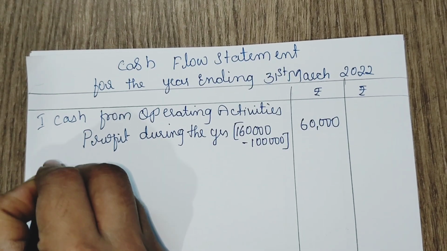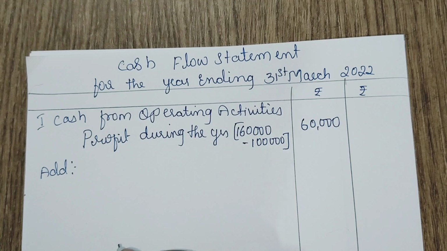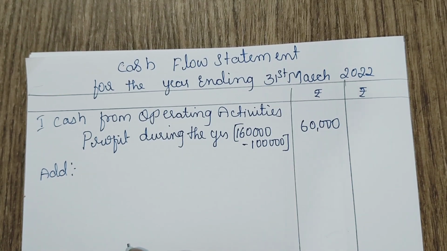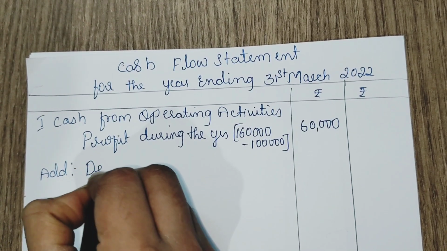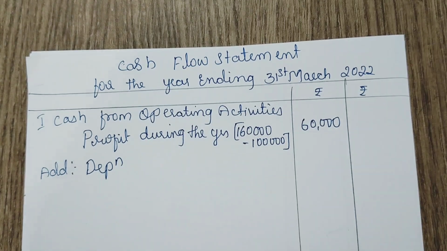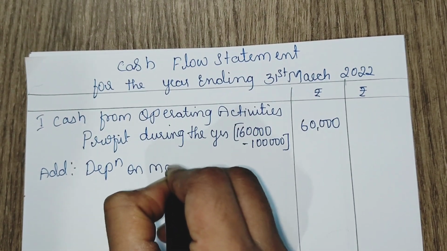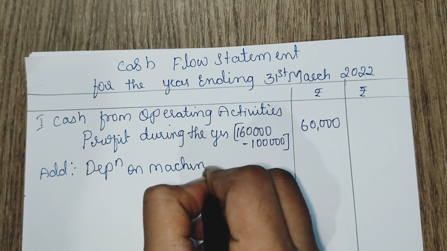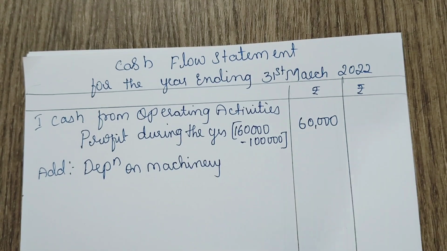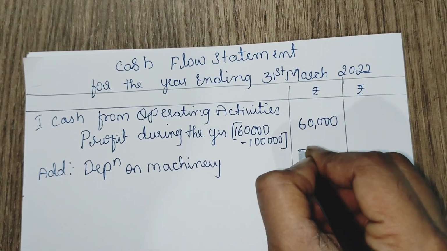Now you are adding all non-cash expenses. Only one non-cash expense we have, that is depreciation. Depreciation on machinery is 50,000.